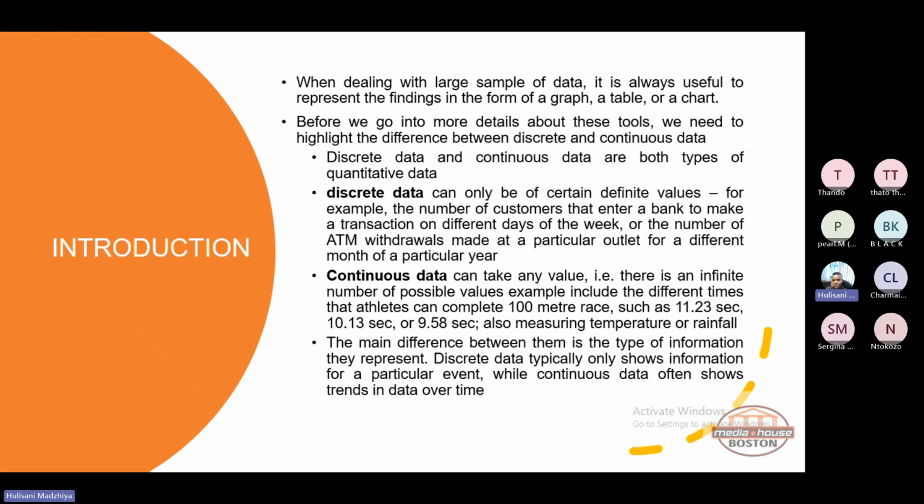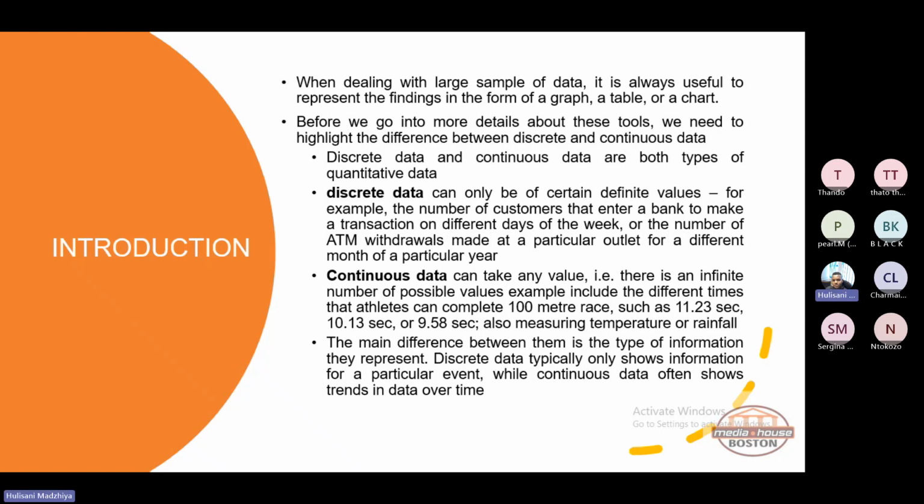Examples include the different times that an athlete can complete a 100-meter race, such as 11.23 seconds, 10.13 seconds, or 9.5 seconds. They can also be used to measure temperature or rainfall. One of the other things about continuous data is that it is not as tidy as discrete data. It is raw data that is very difficult to read unless it is visualized. And there are only a certain number of graphical illustrations you can use for continuous data.